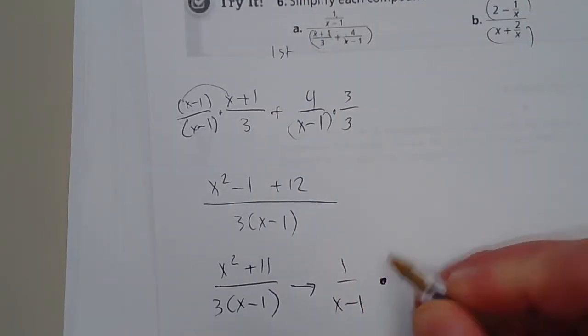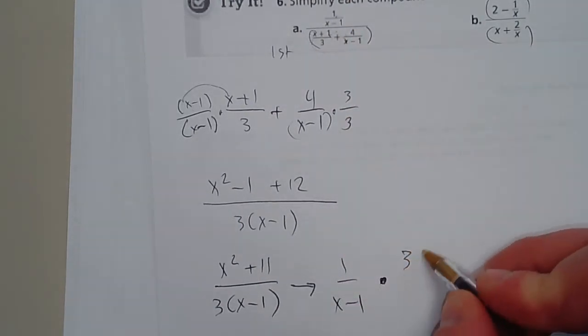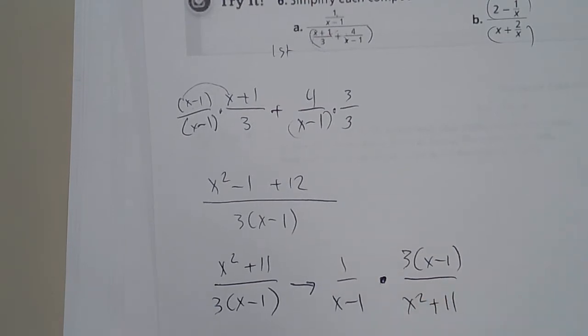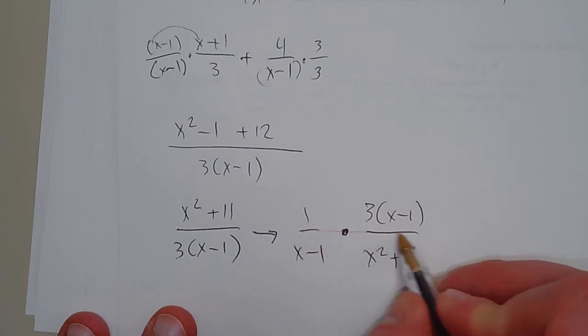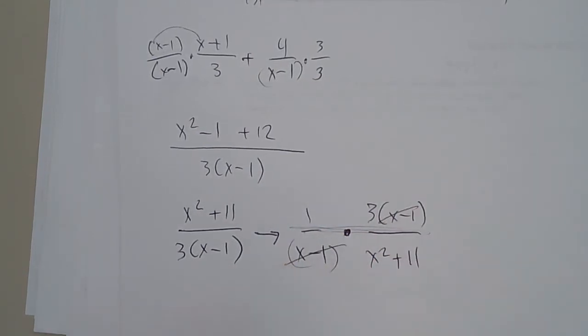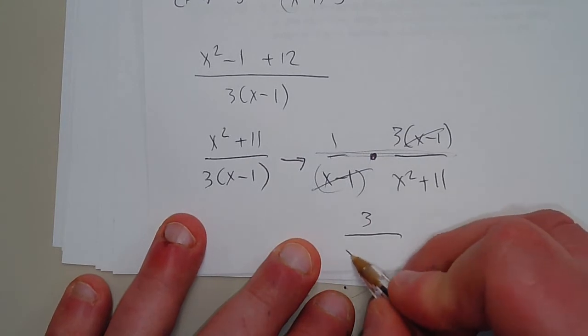I'm going to change to multiplication. I'm going to multiply by the reciprocal of this, because this is what's in my denominator. So now it's going to be 3 times x minus 1 over x squared plus 11. And a really cool thing happens here. Remember, with multiplication, you just think of it as one big bar, but you have x minus 1 on top and bottom. So we got some nice cancellation here to give us our final answer, which is just going to be a 3 on top and x squared plus 11 on the bottom.